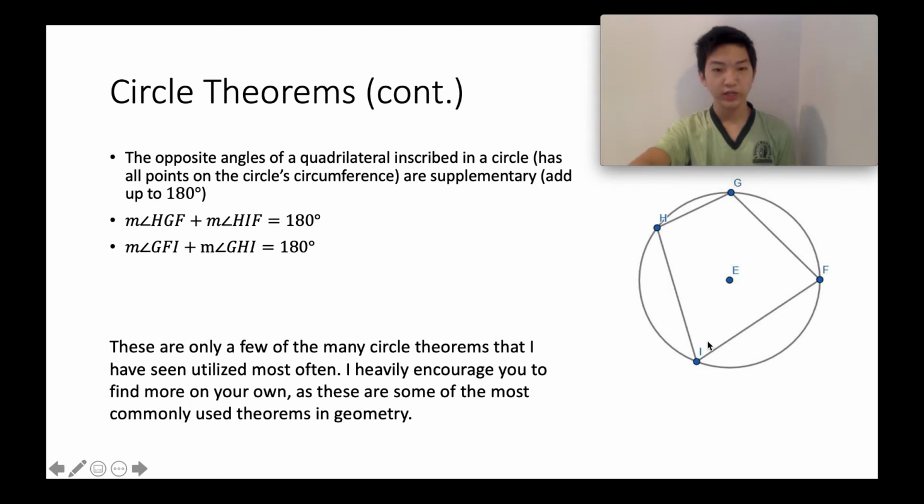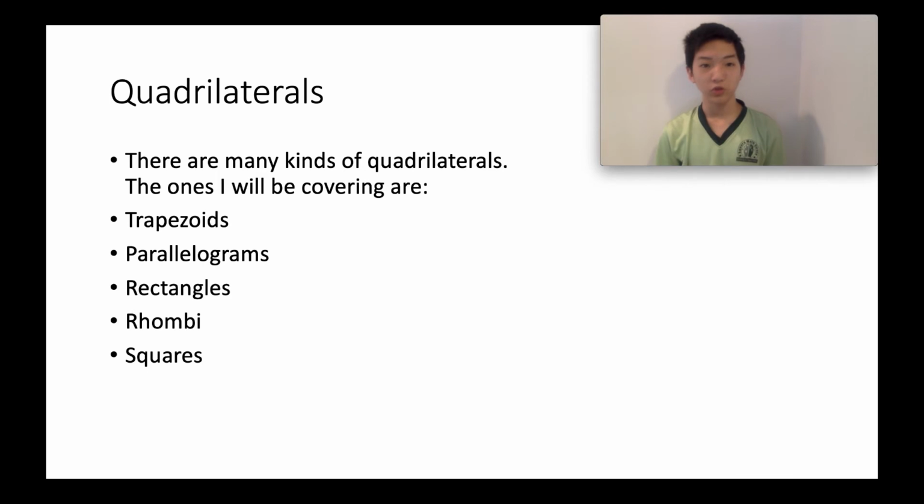So the theorems that I've talked about are only a few of the many circle theorems that I have seen utilized most often. I heavily encourage you to find more on your own, as circle theorems are some of the most commonly used theorems in the geometry problems in the AMC 10 tests. So next, I will be covering quadrilaterals. There are many kinds of quadrilaterals, but the ones I will be covering are trapezoids, parallelograms, rectangles, rhombi, and squares.